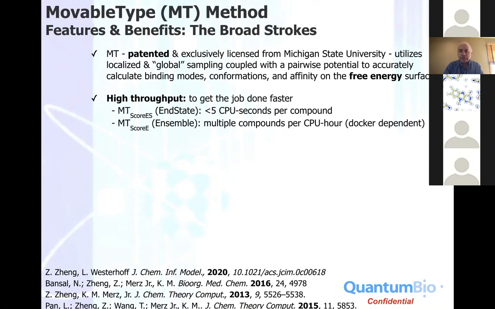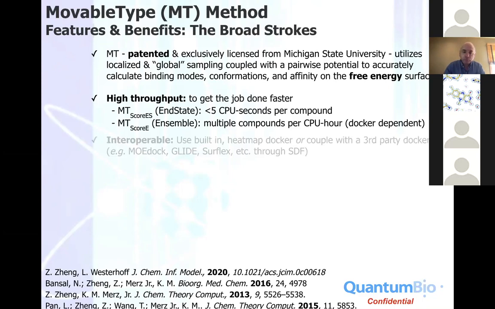The end state score, which is what we apply to a single pose, a single set of XYZ coordinates, takes less than 5 seconds on a regular CPU on a laptop. So it's something that you can do very quickly. That's doing all the localized sampling that I'll explain in a minute. And then for the ensemble, you can generally go through multiple compounds per CPU hour, and it's actually more Docker dependent than it is MT dependent. So you're limited in that case to just how fast your Docker is going to go for the most part.